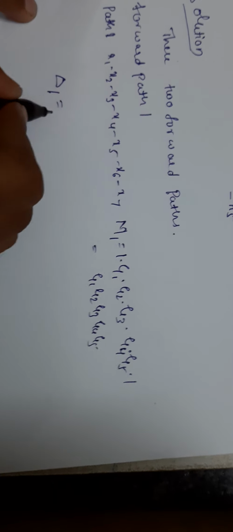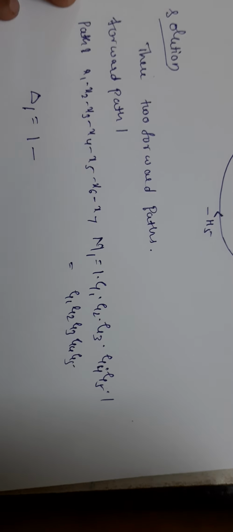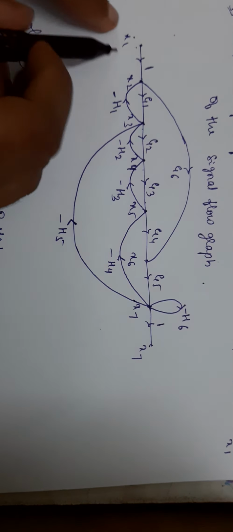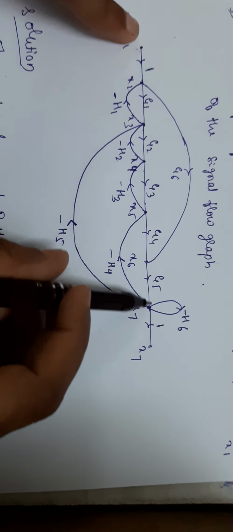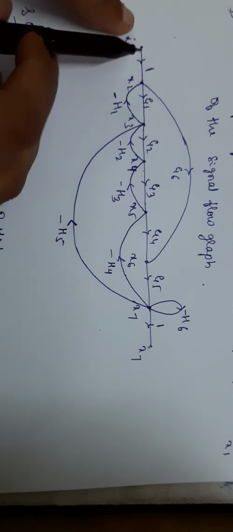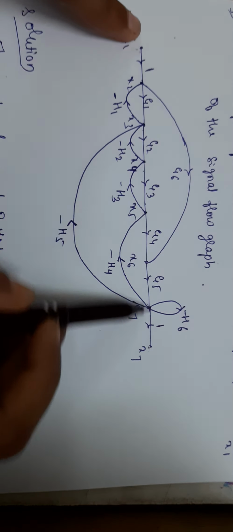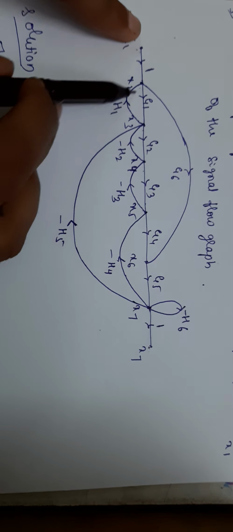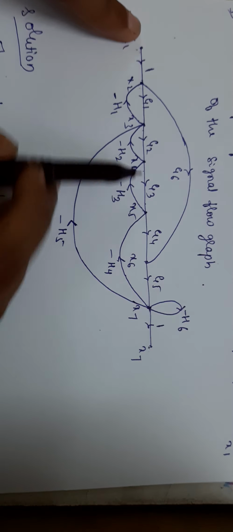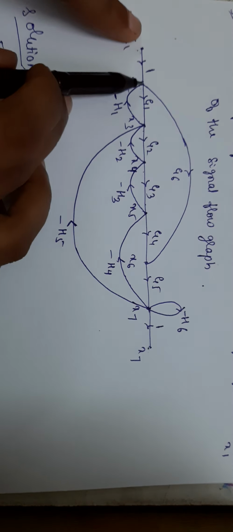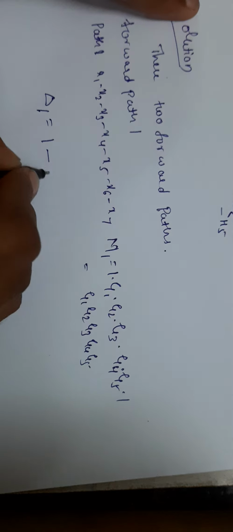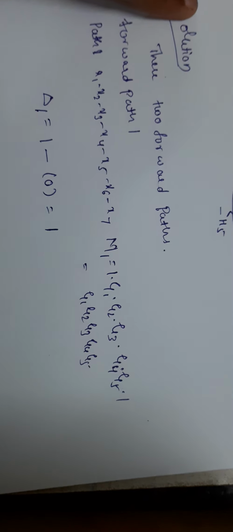After calculating m1 we have to calculate delta 1. So delta 1 is 1 minus... Is there any non-touching loop for this path? You have to see that. For this path all loops are touching, so 1 minus 0, the delta 1 will be 1.